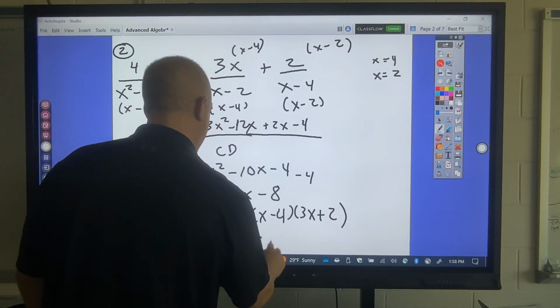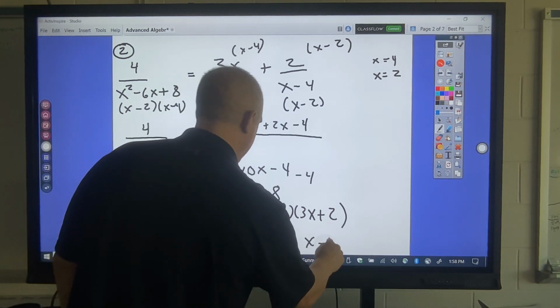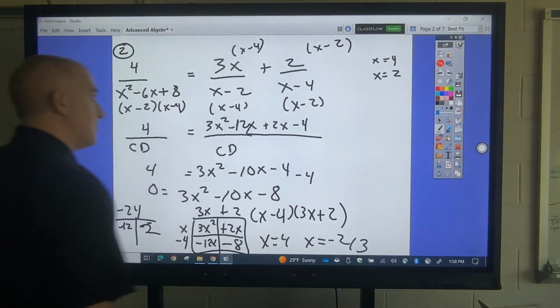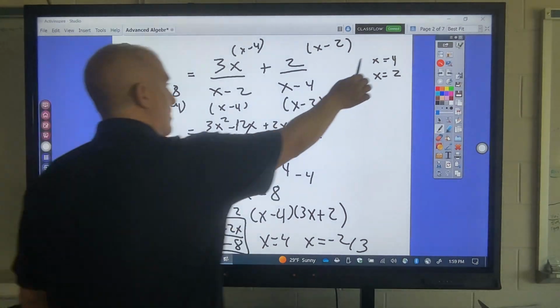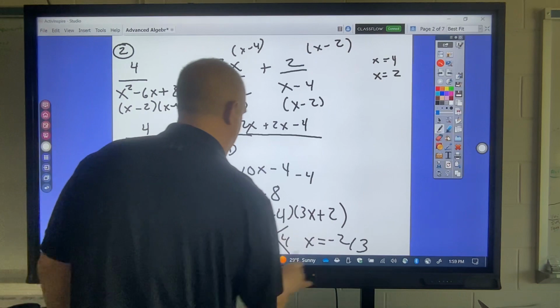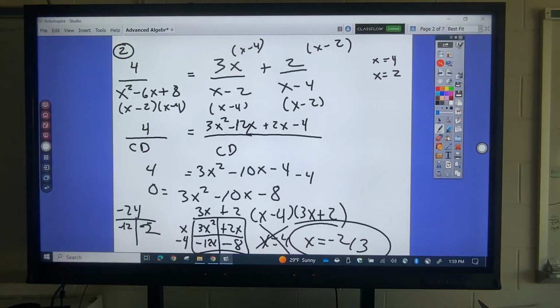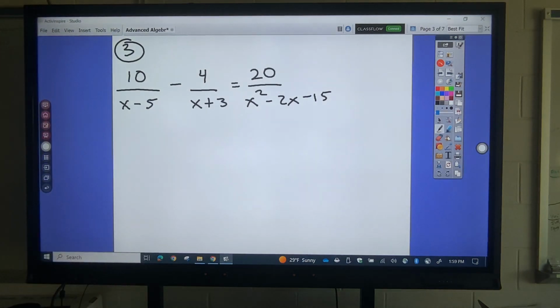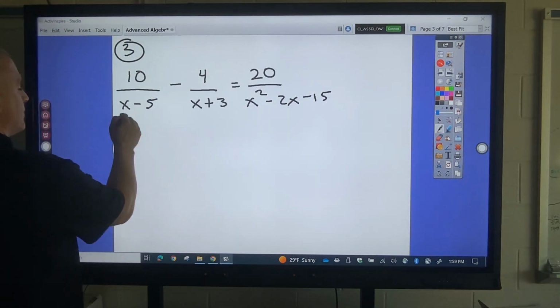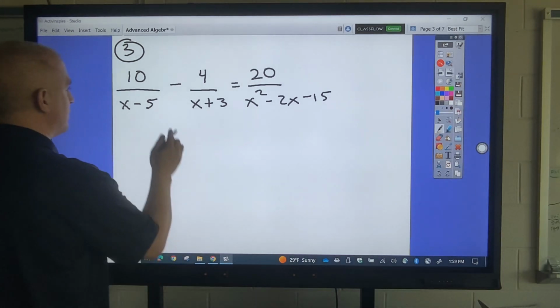If I solve that, I would get 4, and I would get negative 2/3. Now, if you look at my discontinuities here, my discontinuity is 4, so this cannot count for the answer. That's the only one that can count. All right? Let's go ahead and do a subtraction one. We're going to do some more subtraction as well.